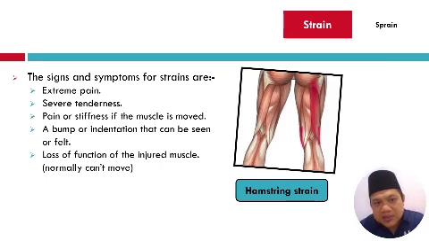These are the common signs and symptoms for strains: extreme pain, severe tenderness, pain or stiffness when the muscle is moved, a bump or indentation that can be seen or felt, and loss of function of the injured muscle. Normally, we can't move when we experience strain.